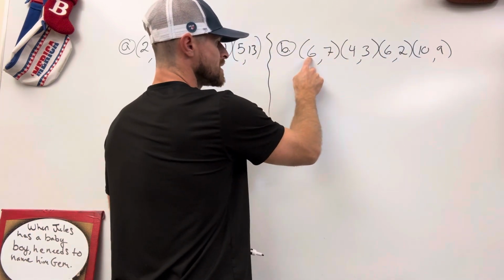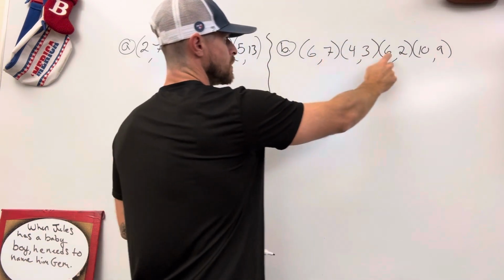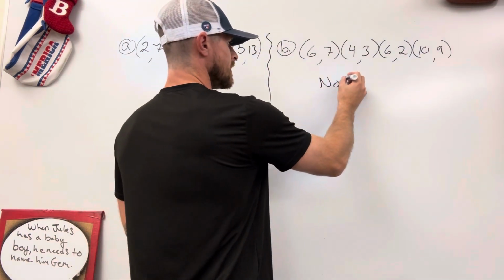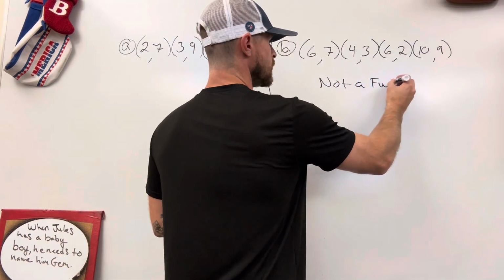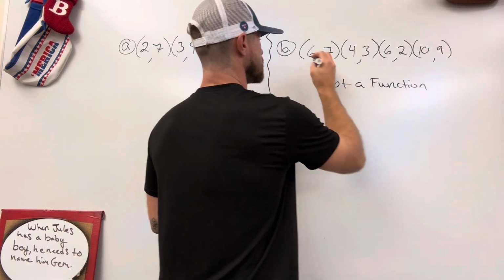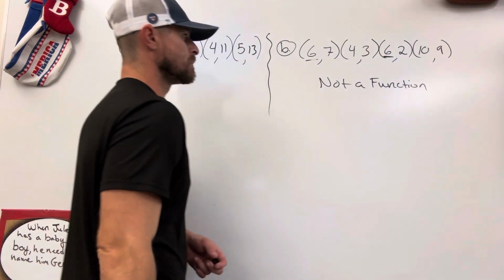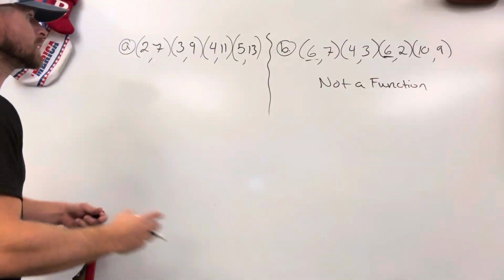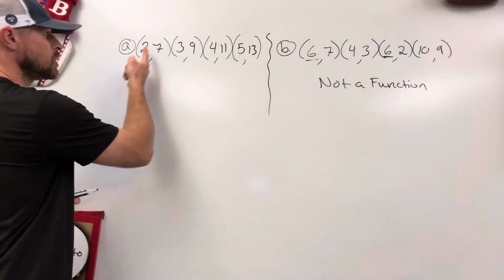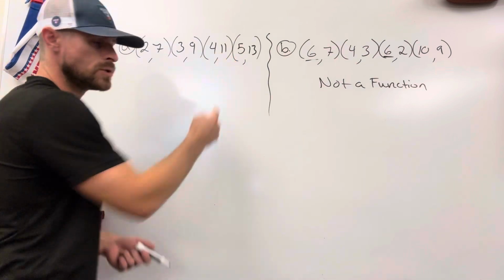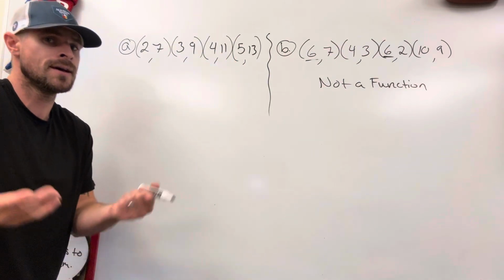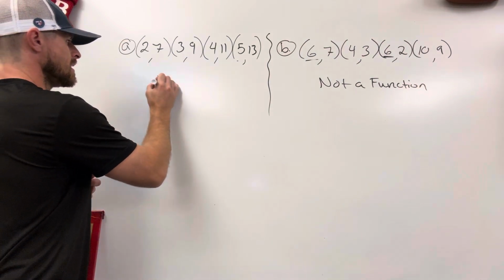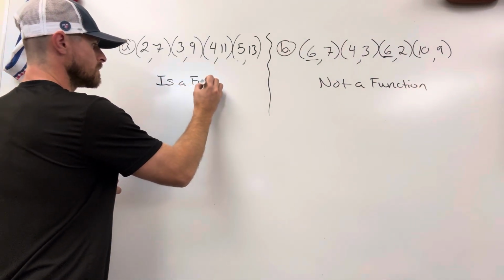So the input of 6 has one output, the input of 6 has a second output, making this not a function. And the whole reason this one is not a function is just because of the 6. The input of 6 is producing more than one output. So not a function. Over here, all I got to look at is my X values. 2, 3, 4, 5. You did not hear me say the same number twice, so there were no repeated X values. Therefore, this is a function.